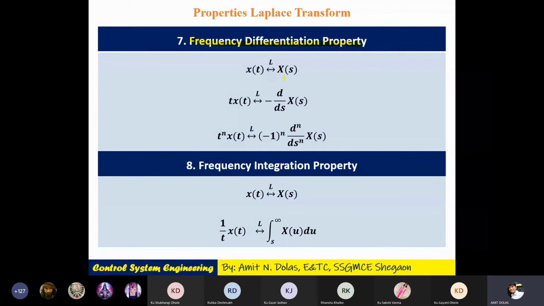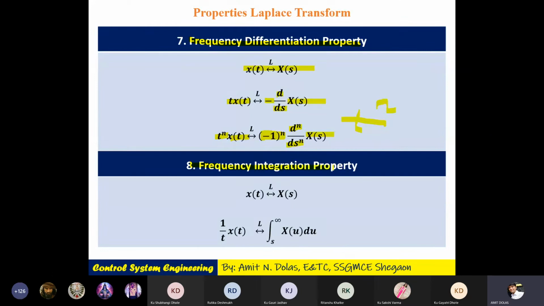Frequency differentiation property: if the Laplace transform of x of t is x of s, then t into x of t, that is frequency differentiation, will be minus d by ds of x of s; we can differentiate x of s with respect to s. If there is a higher order, that is t raised to power n into x of t, then it will be minus 1 to the power n into d n by ds to the power n of x of s. For example, suppose t square x of t, what will it be? It will be minus 1 square into d square by ds square of x of s.